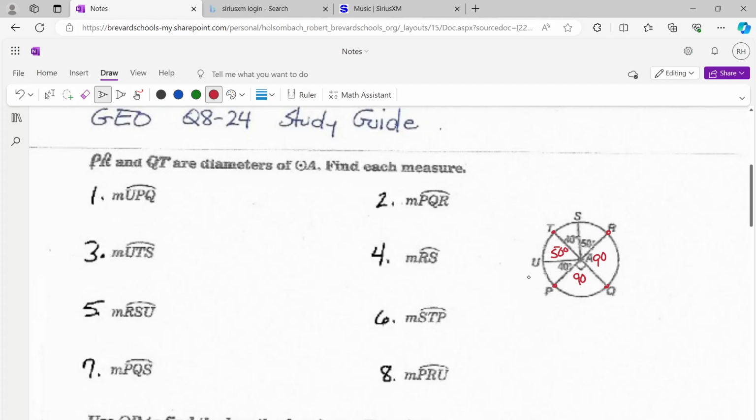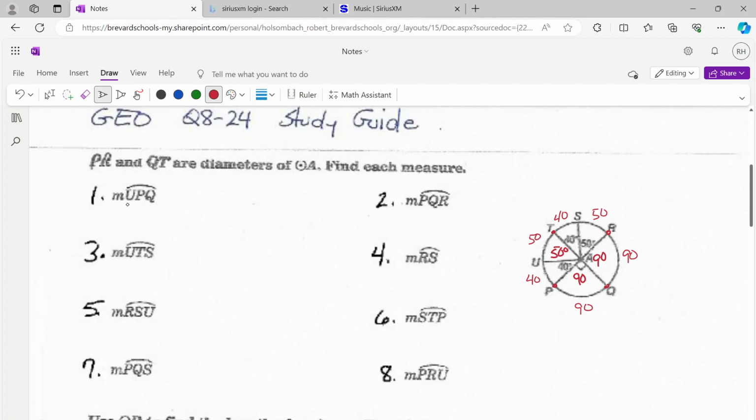Now, once you have that, I think it's easier to just identify your arc measures. So if this central angle is 40, this arc is 40, this arc is 50. 40, 50. This arc here is 90, and this arc over here is 90. I would do that first. And then let's start answering these questions, okay?